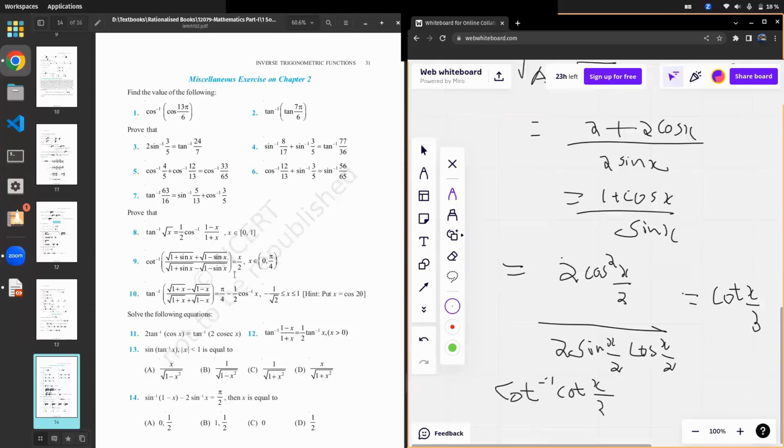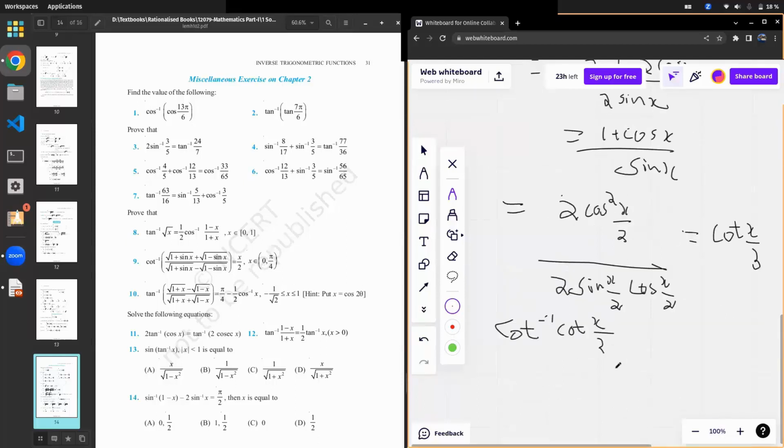Since we have been given that x belongs to 0 to pi by 4, then x by 2 will be in the range of 0 to pi by 8. For this range, we can say cot inverse of cot x by 2 is equal to x by 2. So this is our left hand side. Our right hand side is given as x by 2. So we can say left hand side is equal to right hand side. Hence, the given statement is proved.